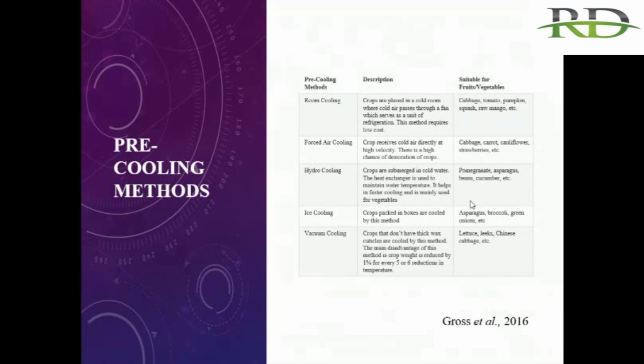Vacuum cooling: crops that don't have thick wax cuticles are cooled by this method. The main disadvantage of this method is that crop weight is reduced by 1% for every 5 or 6 degree reduction in temperature. So high premium vegetables like Chinese cabbage, lettuce, and leeks, which have very premium prices, are used for this method because they are very perishable. And their market demand is so high that if they enter the market, they quickly vanish from there.